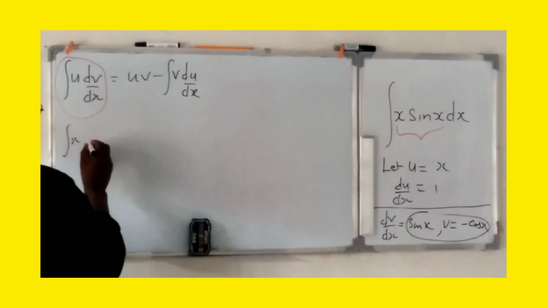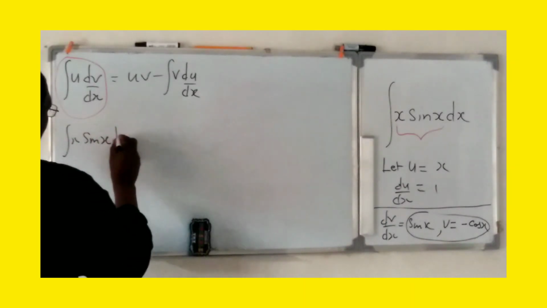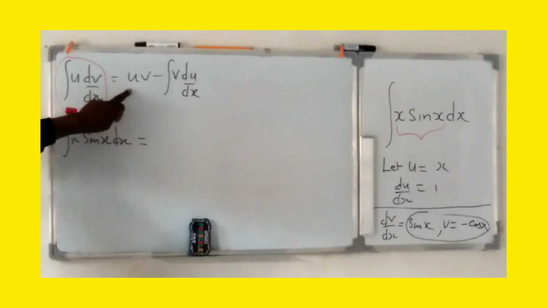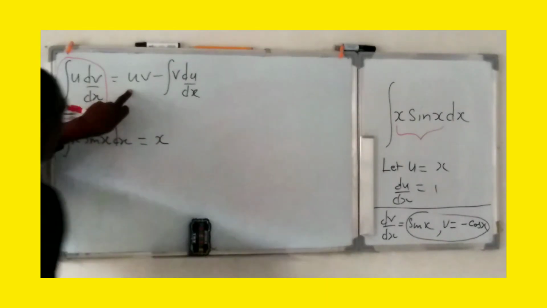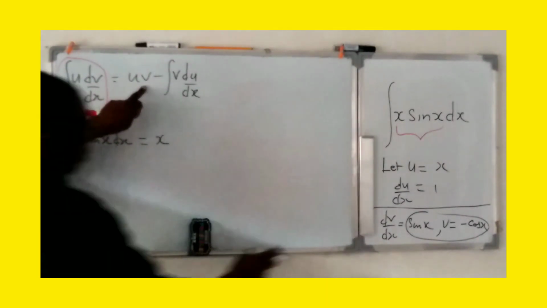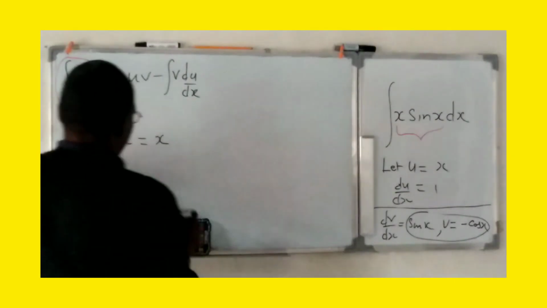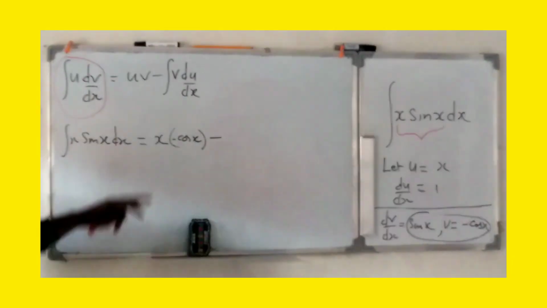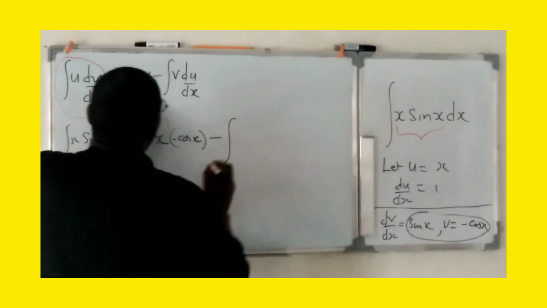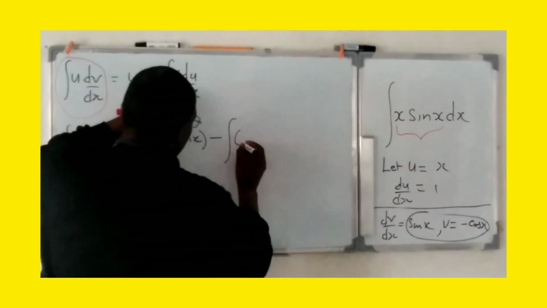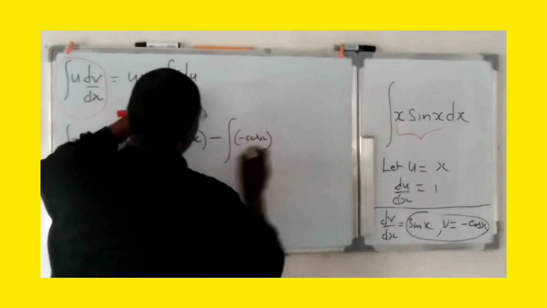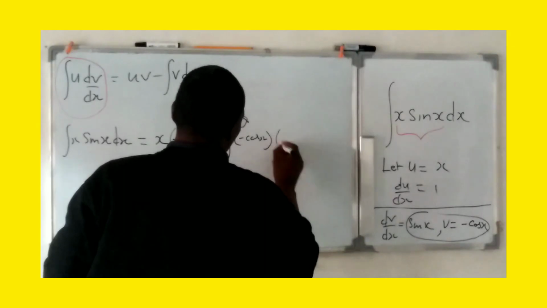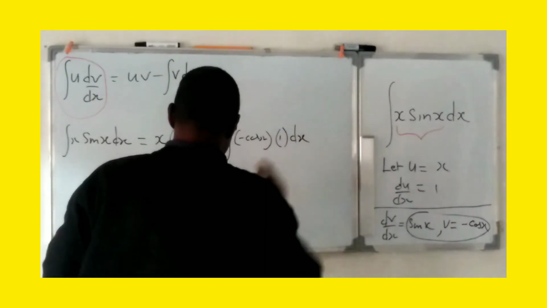Integral of x sine of x with respect to x is equal to uv. We found that we said x is equal to u, so it's x here multiplied by our v. Our v we have found it's minus cosine of x, so minus cosine of x minus the integral of what is our v? Our v again is minus cosine of x, and what is our du dx? Our du dx is equal to 1, so multiplied by 1 with respect to x.